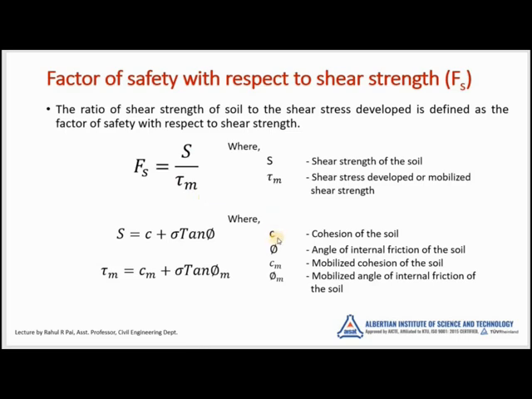and where C is the cohesion of the soil, phi is the angle of internal friction of the soil, Cm is the mobilized cohesion of the soil. That means the cohesion of that failure zone or that entire mass which is sliding down, and phi m is the mobilized angle of internal friction.